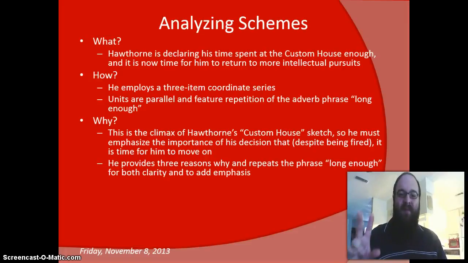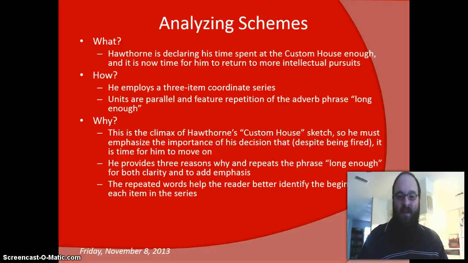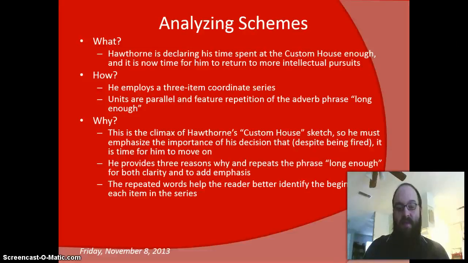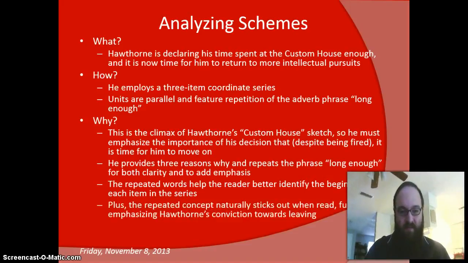I think it both provides clarity, because the sentence is so long, and it adds emphasis to the concept of "long enough." The repeated words help the reader better identify the beginnings of each item in the series. That's what I meant by clarity. We talked about this when we first started discussing the concept, the way in which you can lengthen or shorten the slot into which a coordinate unit fits to either add repetition or create concision. And so here he's lengthened that slot so that he creates the most repetition.